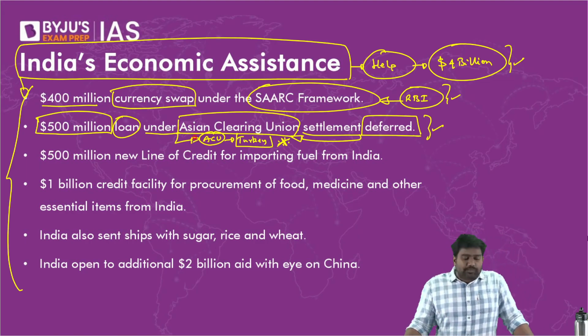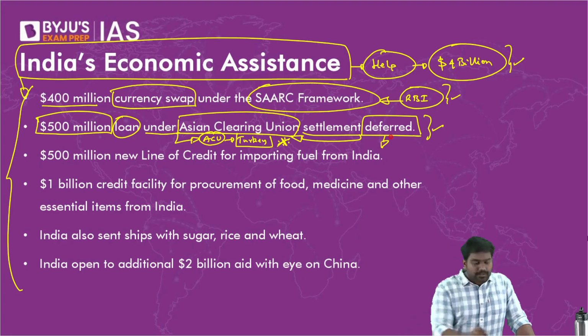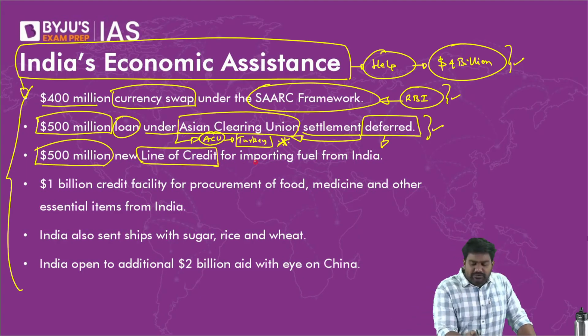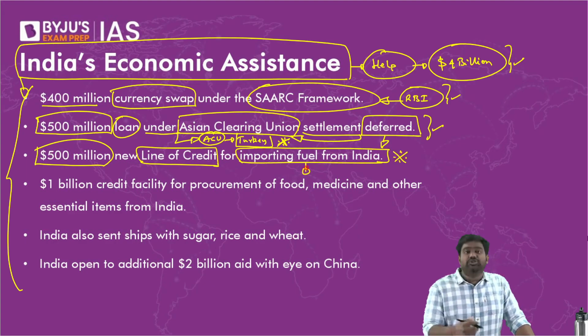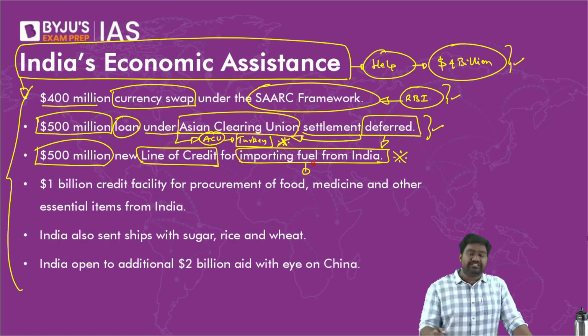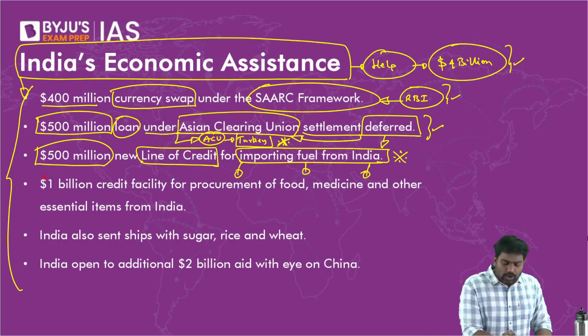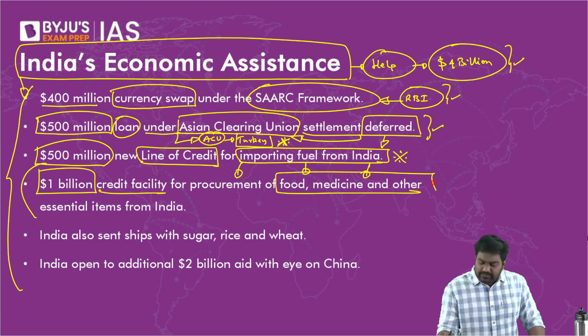So Sri Lanka was supposed to pay us back around $500 million for previous loans. But India said you don't have to pay it back right now, and India deferred the repayment. Fresh loans were given. $500 million line of credit for importing fuel. There was a critical shortage of petrol, diesel, kerosene, and gas. That's why an emergency loan was given, along with $1 billion additional loan for basic items like food, medicines, etc.